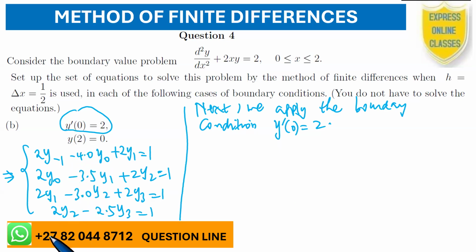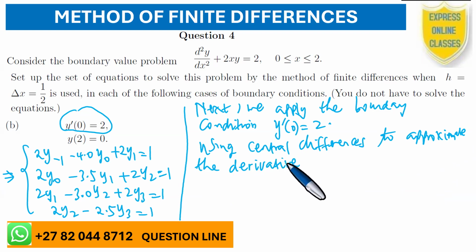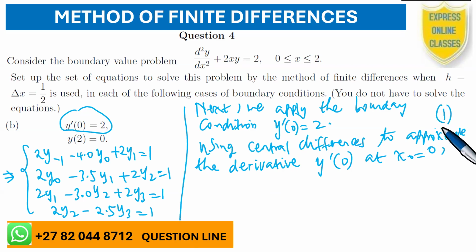So there's something we call the central differences. So using central differences to approximate the derivative. Right, so we're going to use central differences to approximate the derivative y prime at x0 equals 0. Let us call this one equation 1 from the equation star.